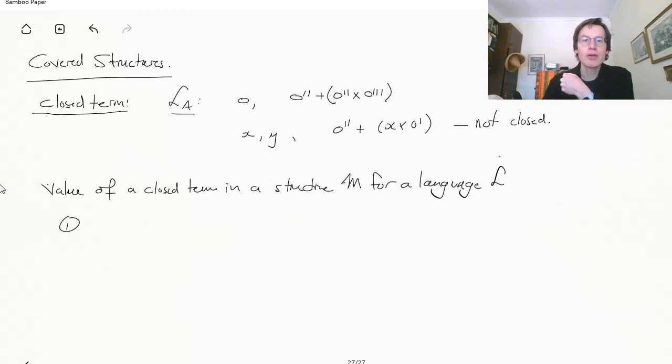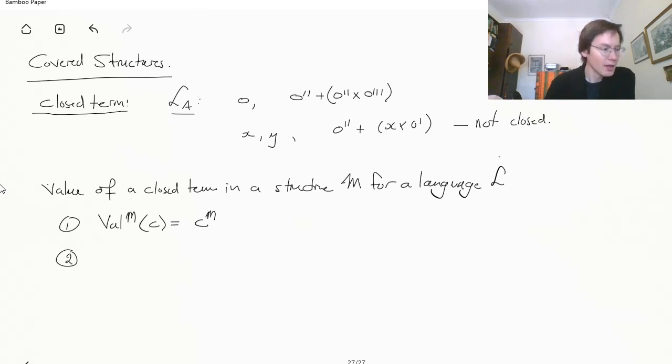And then if I've got a closed term, then I can essentially compute the value of these closed terms inductively, starting with the value of the constant symbols. So if I've got a constant symbol, then we will say the value in M, so the superscript M, the value in M of this closed term is simply the interpretation of this term in the structure. It's what the structure tells us this constant symbol is interpreted as.